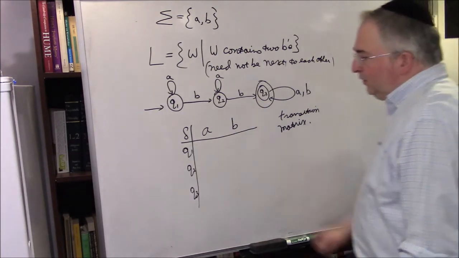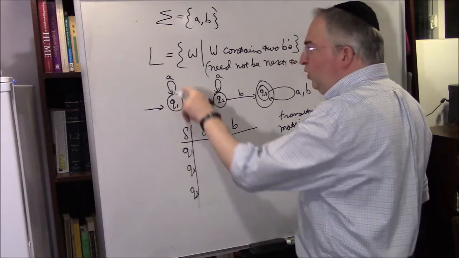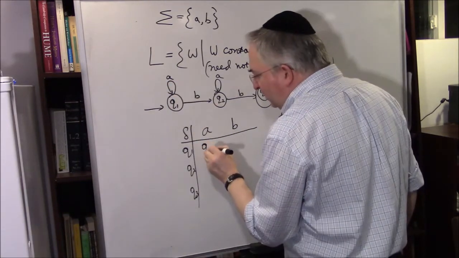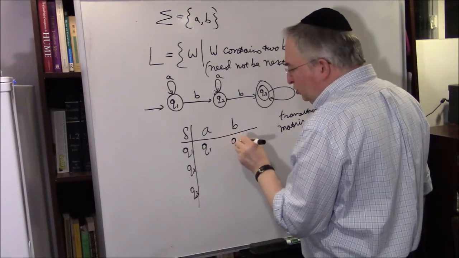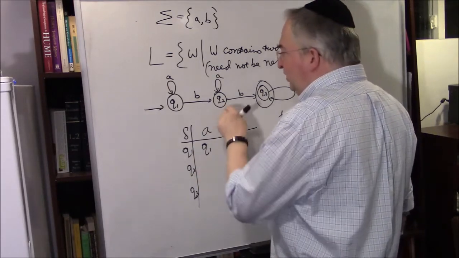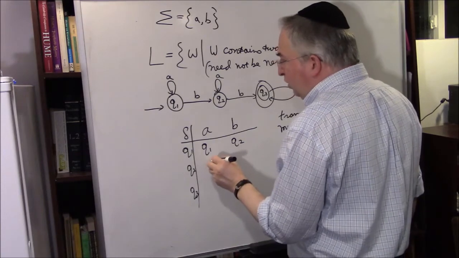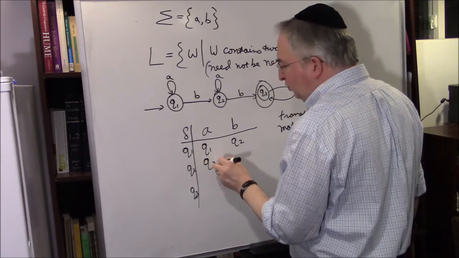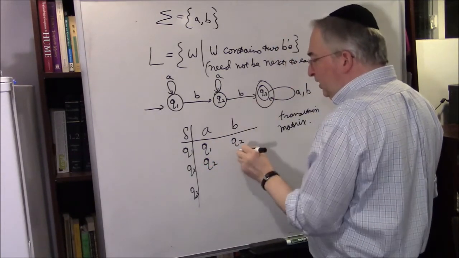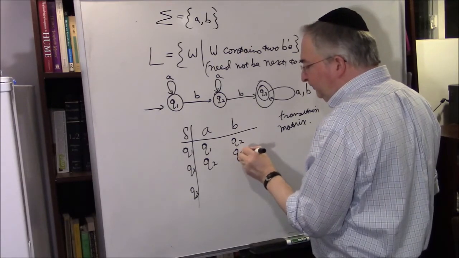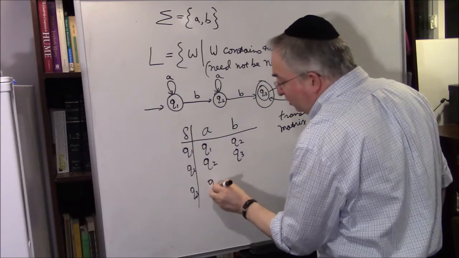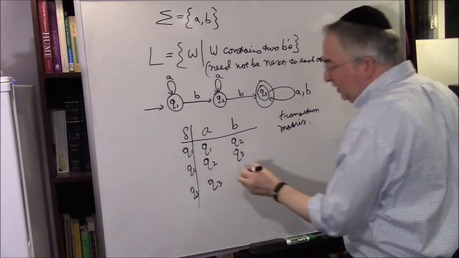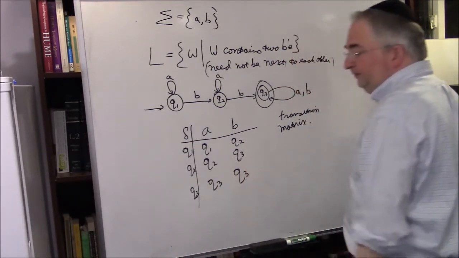Okay, and look what it says. It says if you're in Q1 and you see an A, you stay in Q1. If you're in Q1 and you see a B, you go to Q2. If you're in Q2 and you see an A, you stay in Q2. If you're in Q2 and you see a B, you go to Q3. If you're in Q3 and you see an A, you stay in Q3. And we wrote it again there, you stay in Q3.